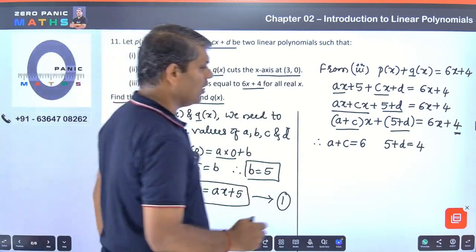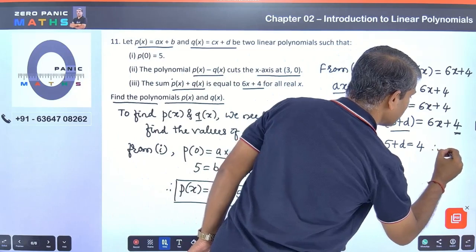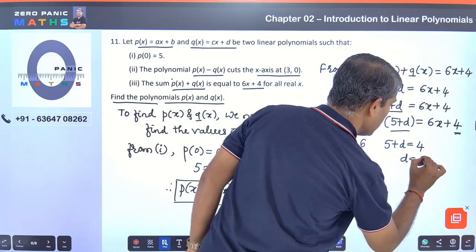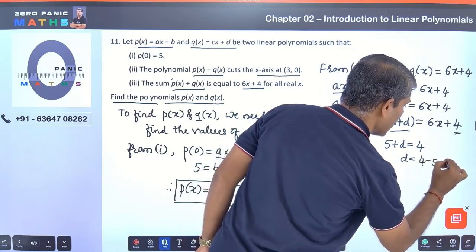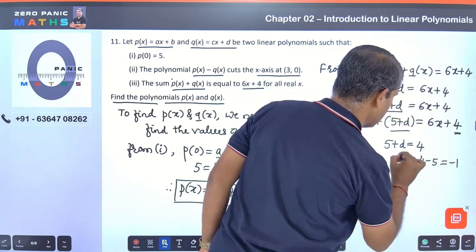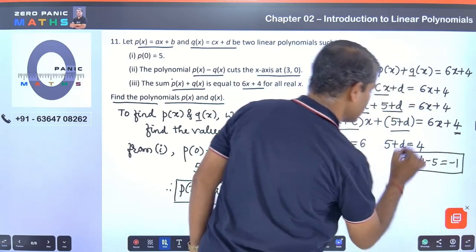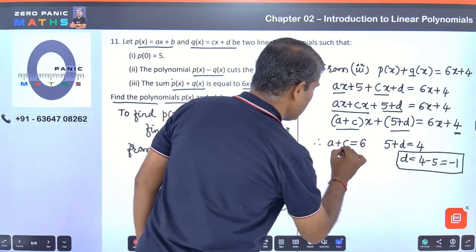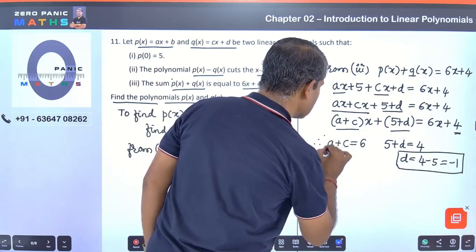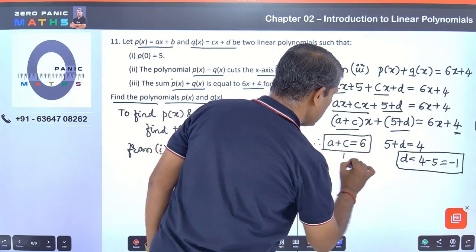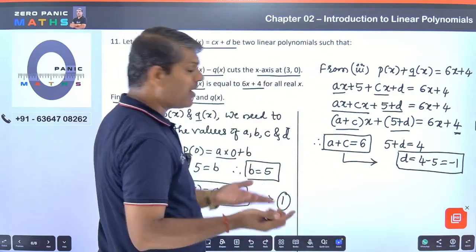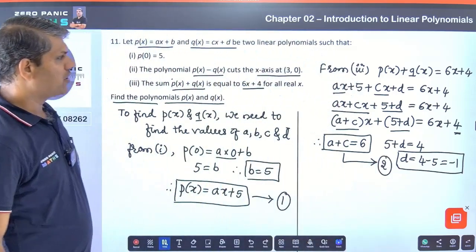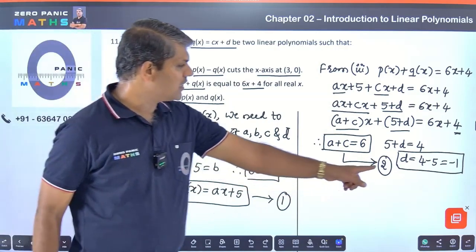Two values I got. Now therefore I can say d is equal to 4 minus 5, and that is equal to minus 1. So d is equal to minus 1. The second value also I found out. Now let me mark this a plus c as one of the polynomial that I might require later. So I will have this as equation 2. This is equation 1 and this is equation 2.